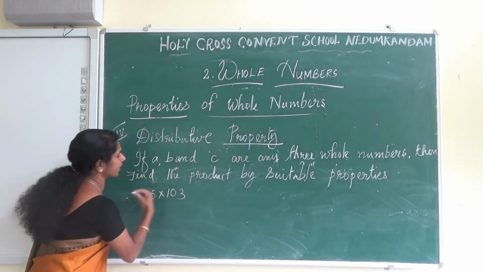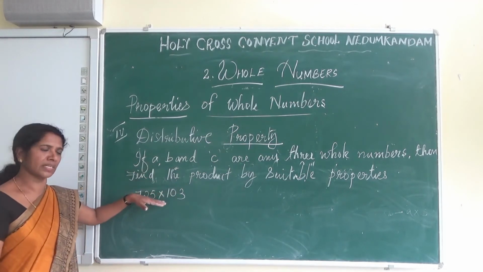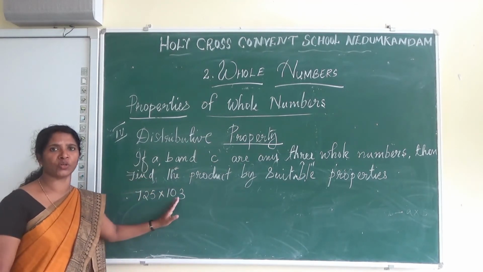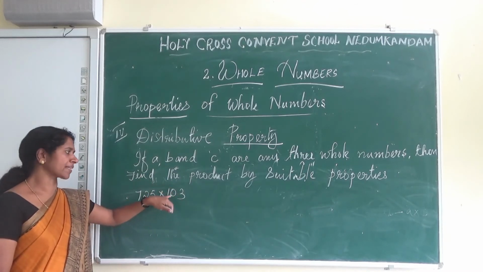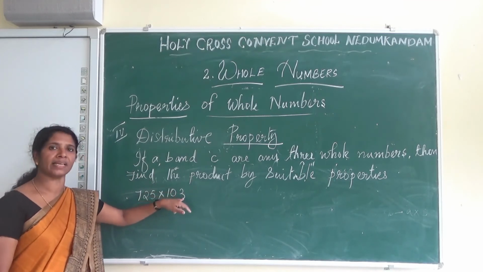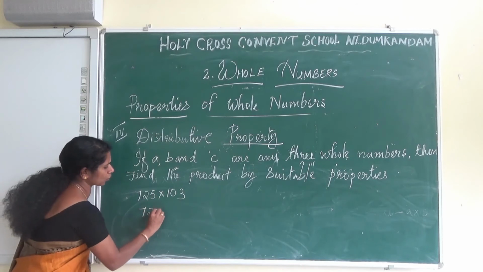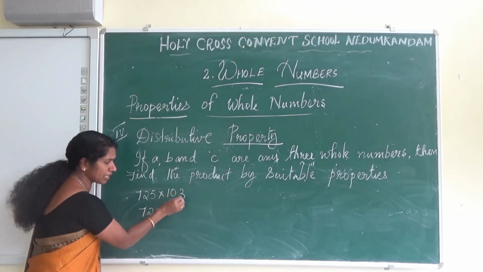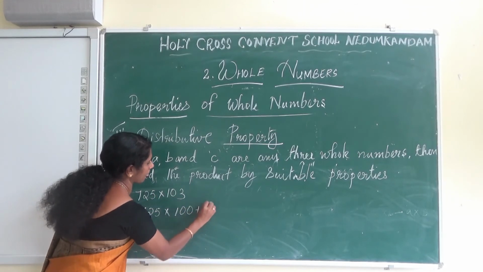Into 103. Suppose you get a question like this, one number you should expand. In this question, it is easy to expand 103 because we know that 103 is 100 plus 3. So expand that. So 725 into, instead of 103, we can write 100 plus 3.